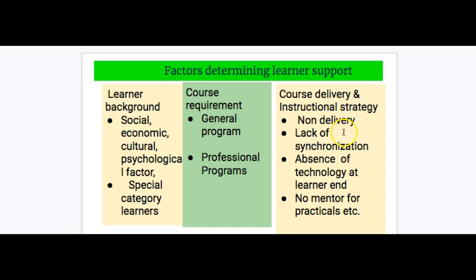If there is no delivery of material, or the material has not reached the learner, then it is the LSS which comes in and helps them. If there is a lack of synchronization between the learner and the counselor at the study center or the learner support center, it is the functionaries of the headquarters or the regional center who come in the form of learner support. And if there is an absence of technology at the learner's end, even then the learner support services pitch in to help them. If there is no mentor for the practical, it is arranged by the learner support services. So these are the functions.